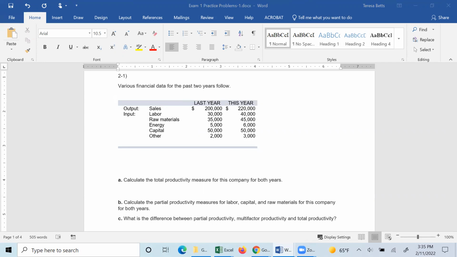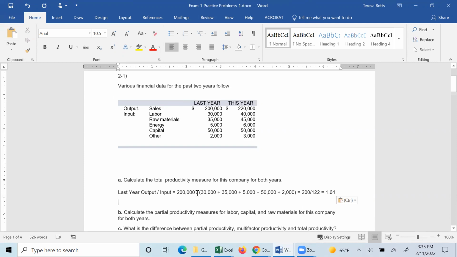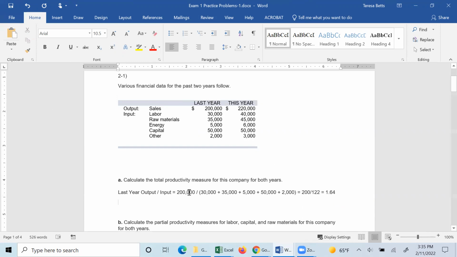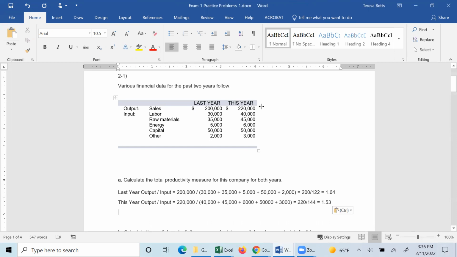And so via magic math, I'm going to just go ahead and copy and paste in so you don't have to watch me type, but basically that's 200,000 divided by everything added up here, which gets us to 1.64 by the time that we divide that out. And then same thing for this year's productivity. It's also outputs over inputs. And so it's going to be the $220,000 divided by the sum of the 40,000 in labor, the 45,000 in raw materials, the 6,000 in energy, the 50,000 in capital, and the 3,000 in other, right? And so the total productivity for this year is 1.53.